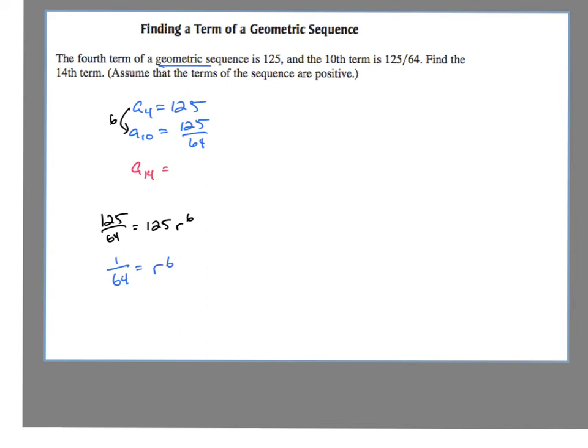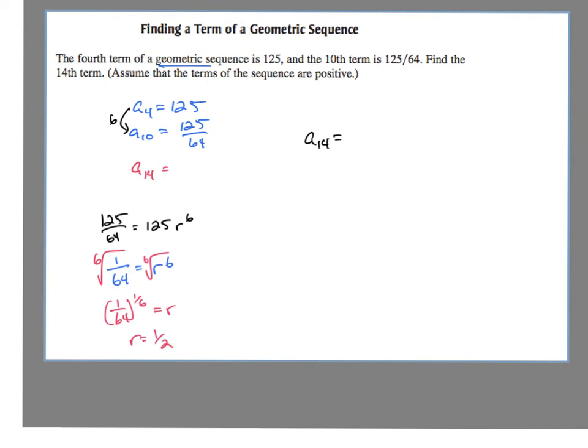Well, how do I get to r? Not a square root, but a 6th root. Now, on your calculators, you don't have a 6th root. You actually need to raise it to a power of 1/6. So you raise 1/64 to a power of 1/6. That's probably what you're going to input. And so what do we get for our common ratio? 1/2.